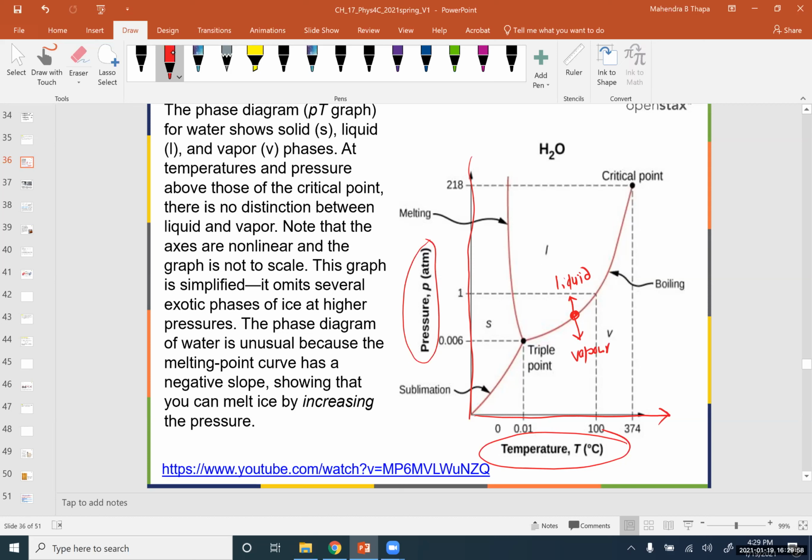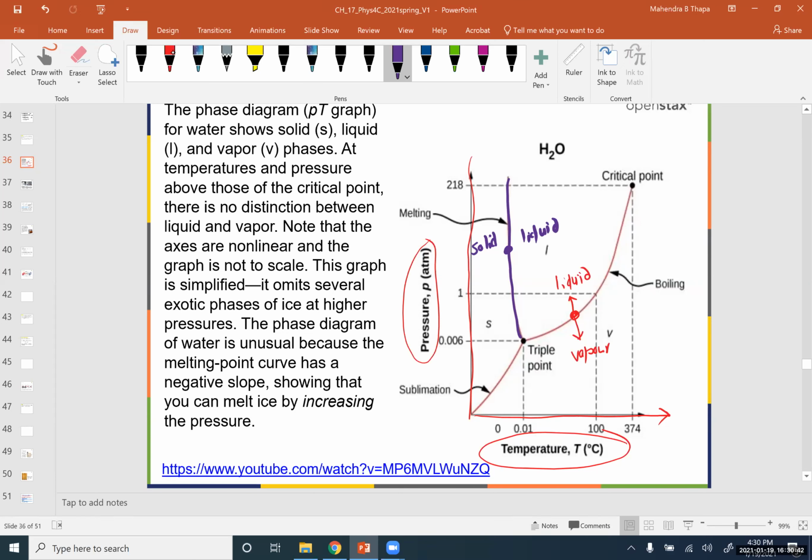So this line you see here is basically the coexistence of the liquid and the vapor state. If you consider this other line over here, at any particular point, the effect of pressure indicates that one side will be the solid phase and the other side will be the liquid phase, and they coexist.